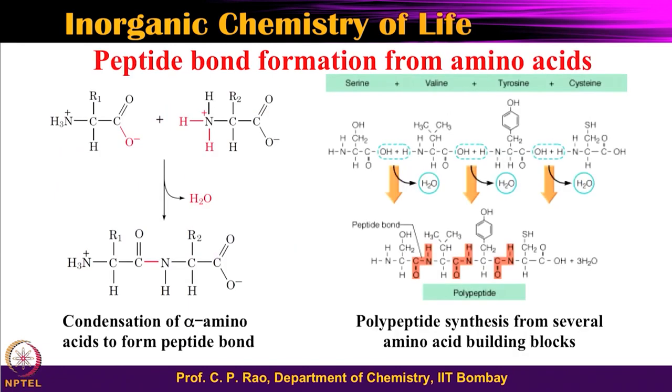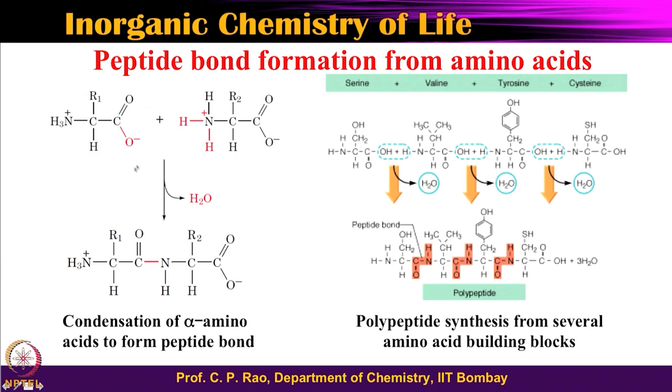Now, having known individual amino acids, let us look at the peptide. So, peptide or protein? Protein is the one which is formed from peptide bonds. How is a peptide bond formed? A peptide bond is formed between two amino acids.